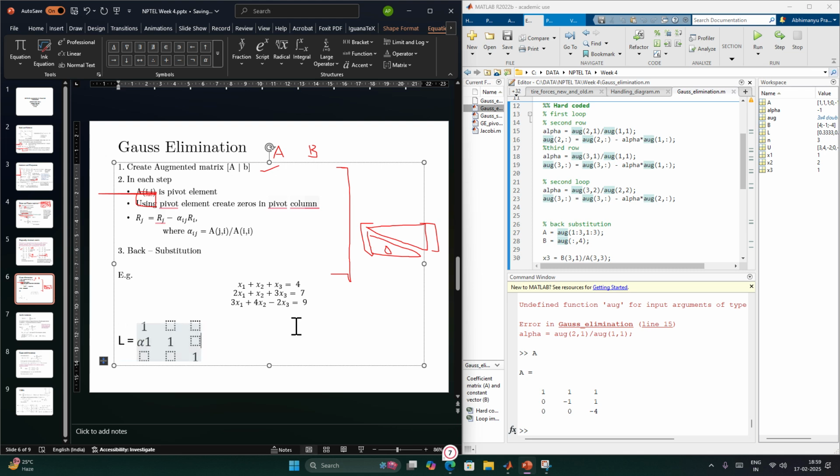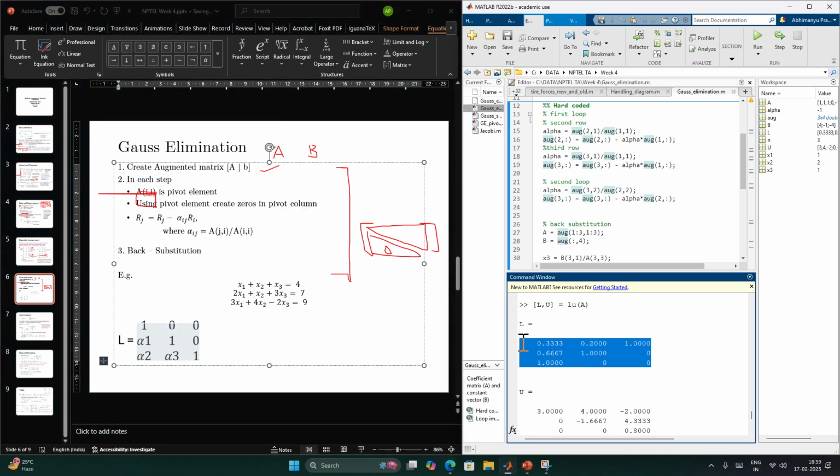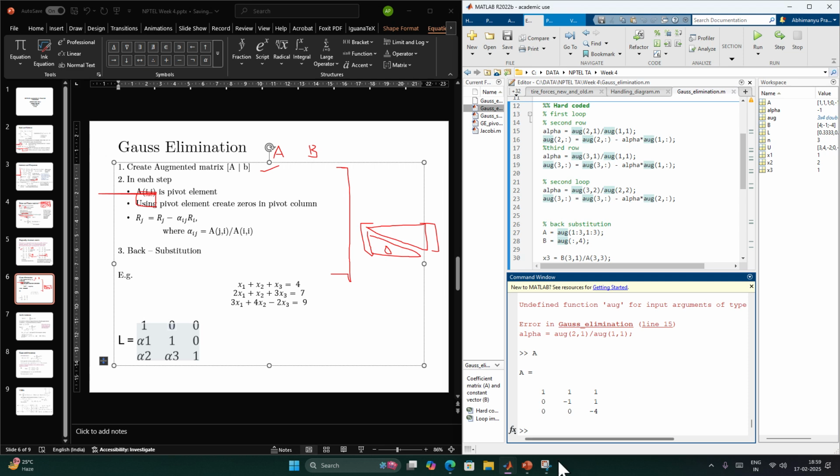and these values would be alpha one. This would be my alpha one. This would be my alpha two, and this would be my alpha three. Right. And all of these elements would be zero. The upper triangular matrix that we are getting from the LU decomposition function is different than what we will be getting using Gauss elimination.